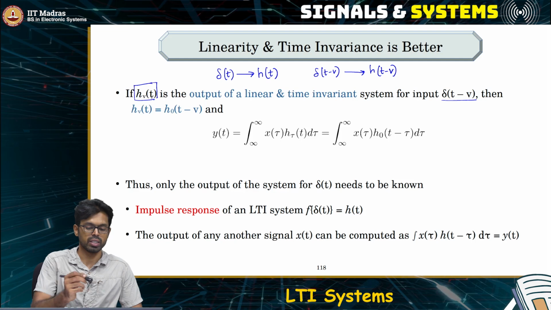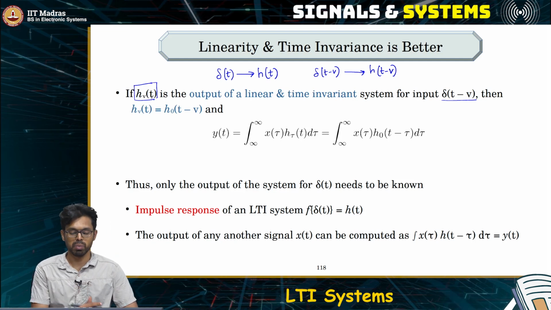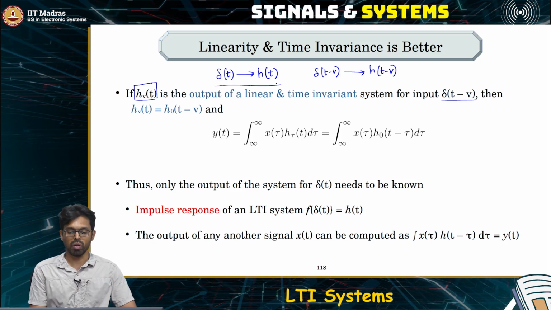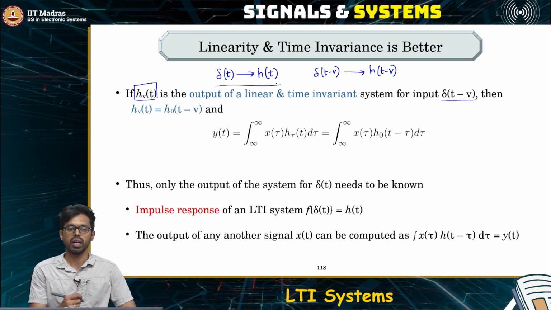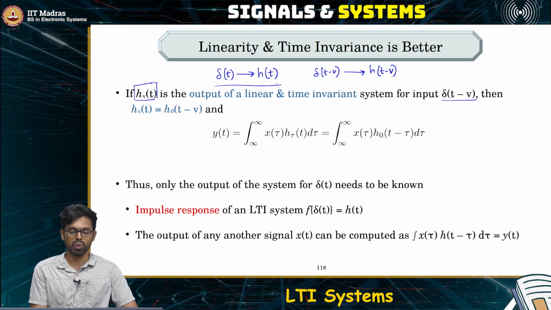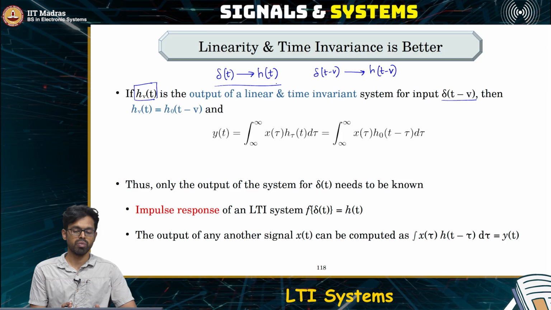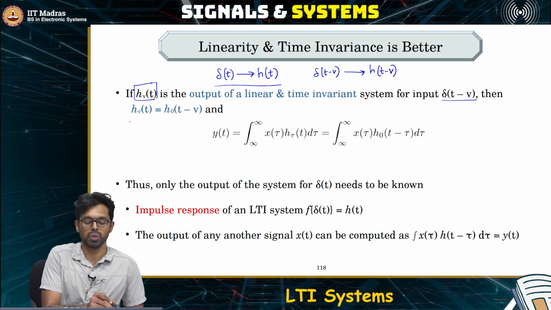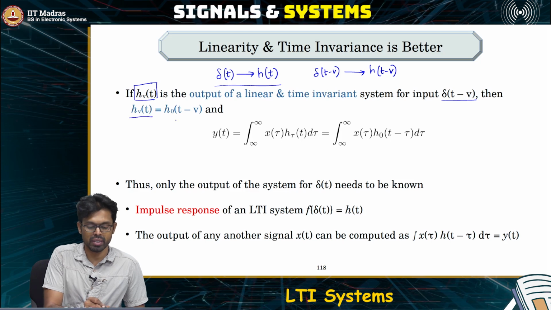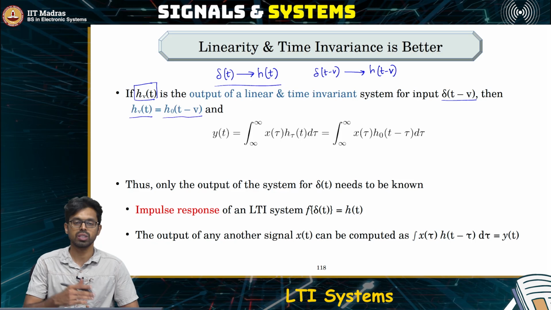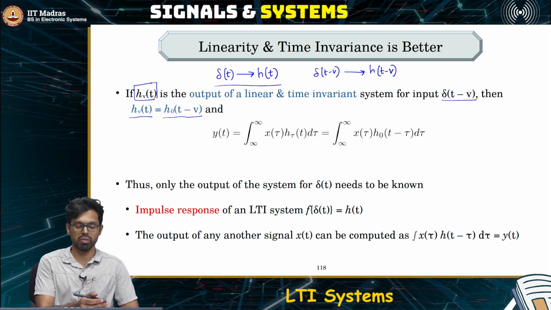So from this we can say that if the system is both linear and time invariant, then the output of the system for Dirac delta function delta of t is all that we need to determine the output of the system for all shifted Dirac delta signals, right? So we have that h of t is in fact equal to the shifted version of h naught of t. That's exactly what we have here.